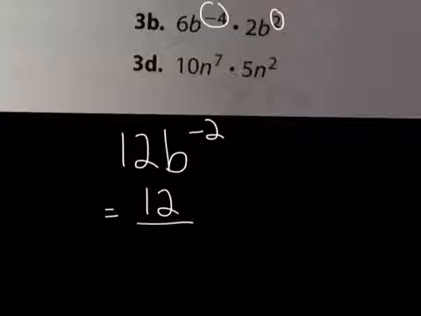Okay, now let's try 3b, where I have 6b to the exponent of negative 4 times 2b squared. We're going to use the commutative property, where I'm going to multiply 6 times 2, and I have 12b, and now I'm going to add negative 4 plus 2. It's going to make it negative 2, right? But this is not my final answer. I want to get rid of the negative exponent, so I will write it as 12 over b squared.